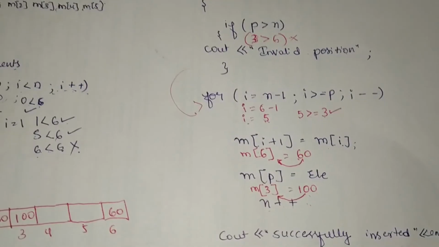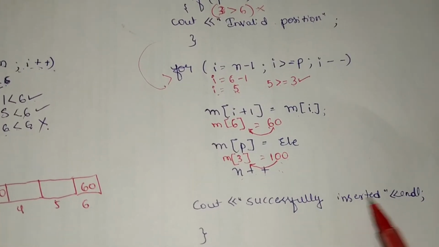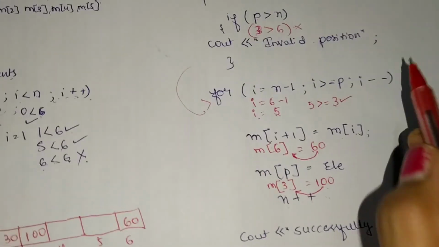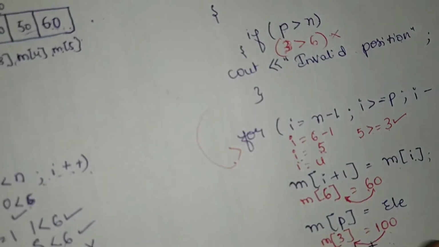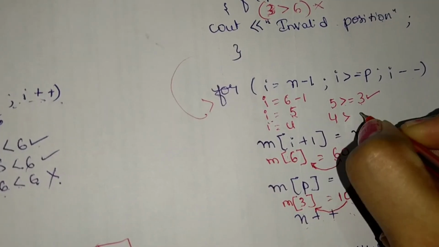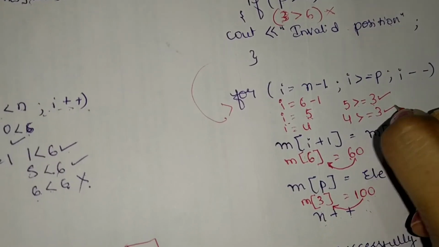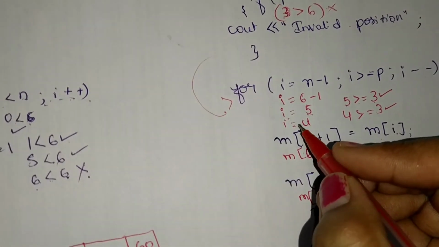Okay, so when all this iteration becomes true, at that time it will insert the element successfully. Then i will be decremented by 1. At this time i becomes 4. At that time it will check whether 4 is greater than or equal to 3. So it is true. Okay, so it will come here. So this time i is 4.